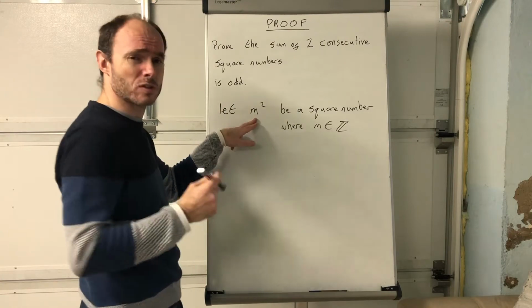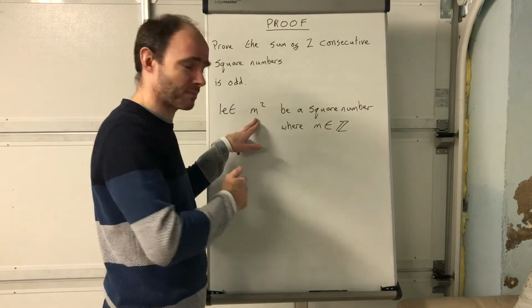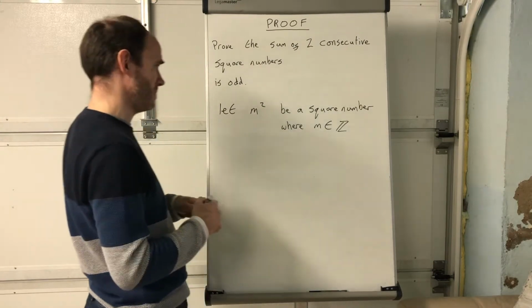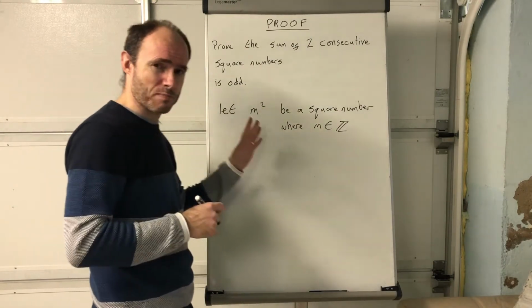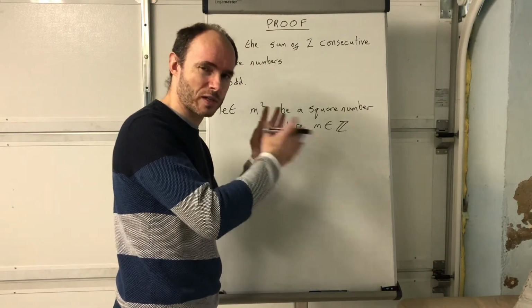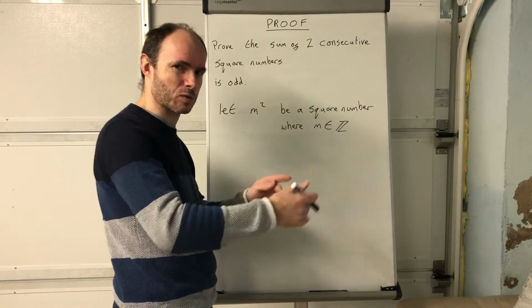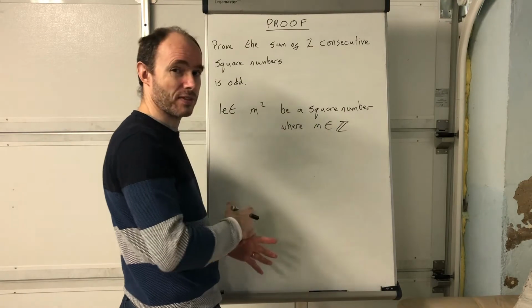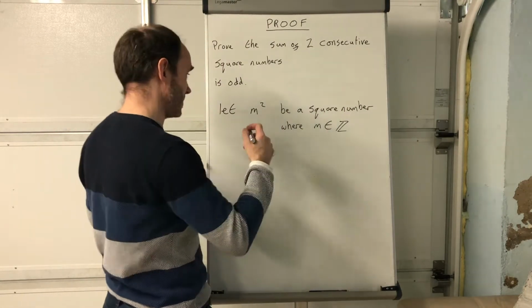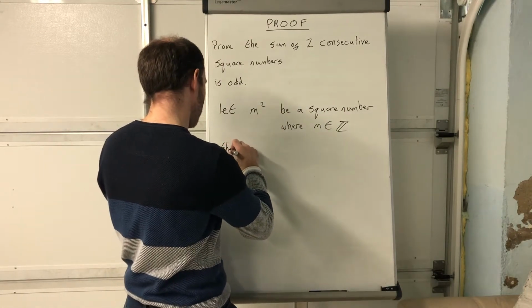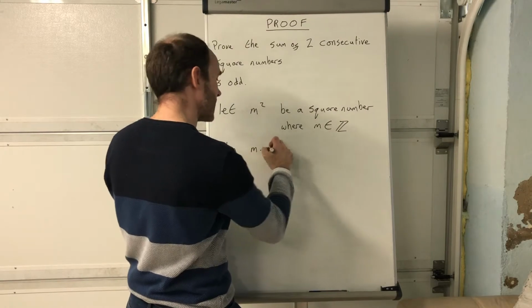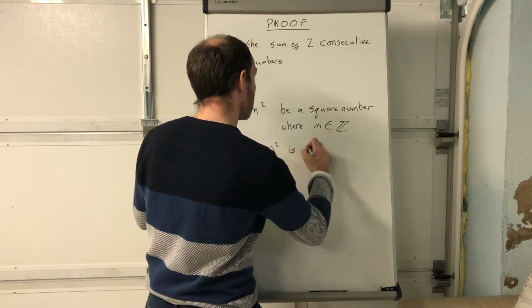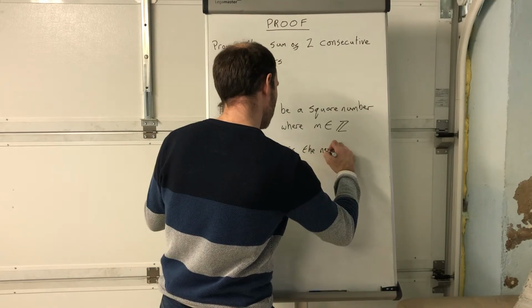Then what do we have as an expression for the next square number? The consecutive square number. Well, in my previous example, I was talking about 11 squared and 12 squared, 13 squared and 14 squared, and so on. So if m is one integer, then the next integer is m plus 1, isn't it? Then m plus 1 is the next integer along, and m plus 1 squared is the next square number.